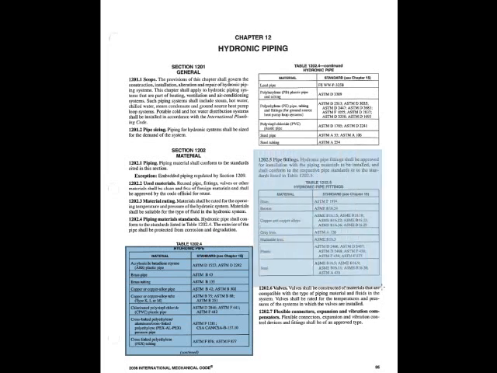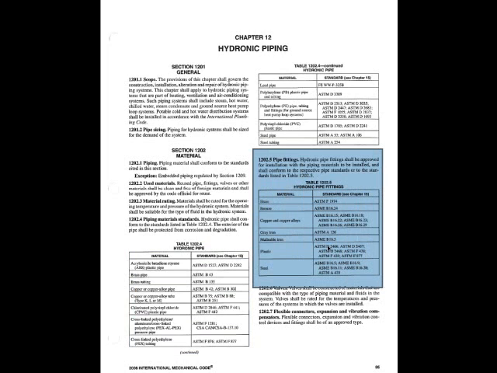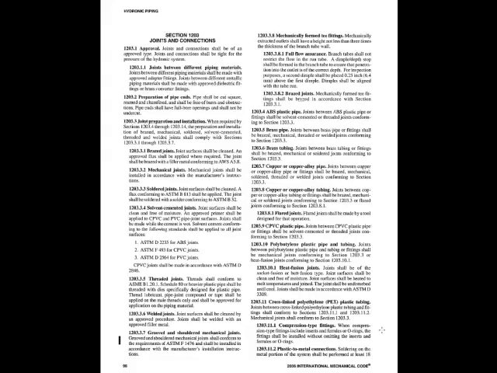Section 1202 discusses piping material. What's allowed is all covered in Table 1202.4. Okay, it talks about pipe fittings, what type of fittings we're allowed to use, and it very specifically talks about the standards that are allowed. It talks about flexible connectors as well and vibration compensators.